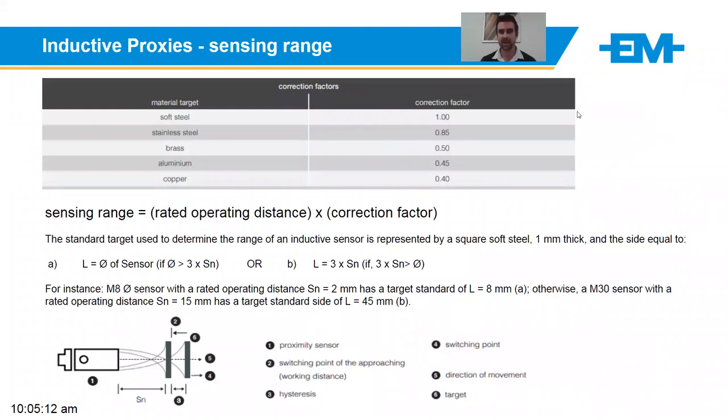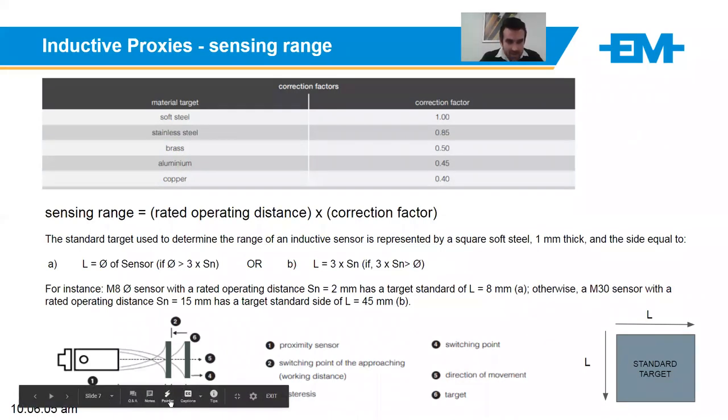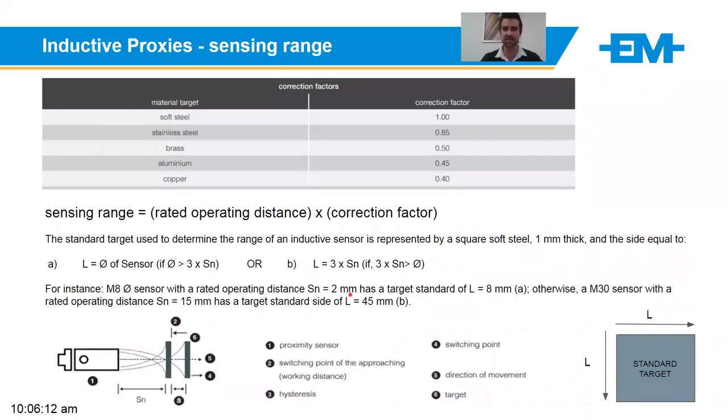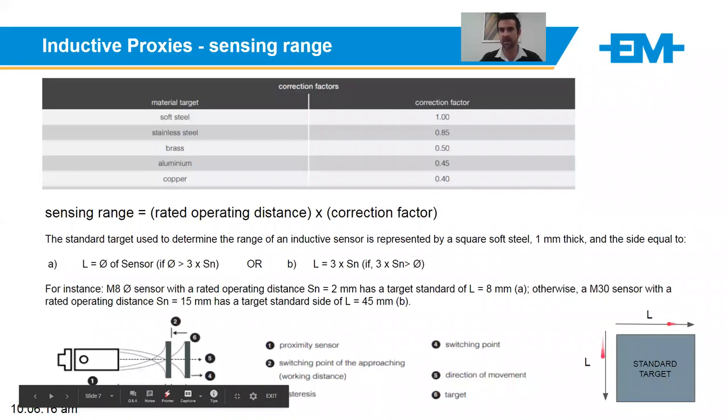Looking at the sensing range of the various proximity sensors, you'll note that the sensing range of any proxy is based on a particular target. Now, that target is defined as a square of soft steel that's 1 millimeter thick. The length or the size of the square of soft steel used as a standard target will differ according to the proximity's gauge. So basically, there's two types of standards. If the proximity's diameter is bigger than 3 times the sensing distance, then you would use the proxy's diameter as your standard target length. So in other words, an 8mm proxy has a 2 millimeter sensing distance, but a diameter is 3 times bigger than the sensing distance. Therefore, the standard target for an 8mm proxy is 8mm length on each side of the square.